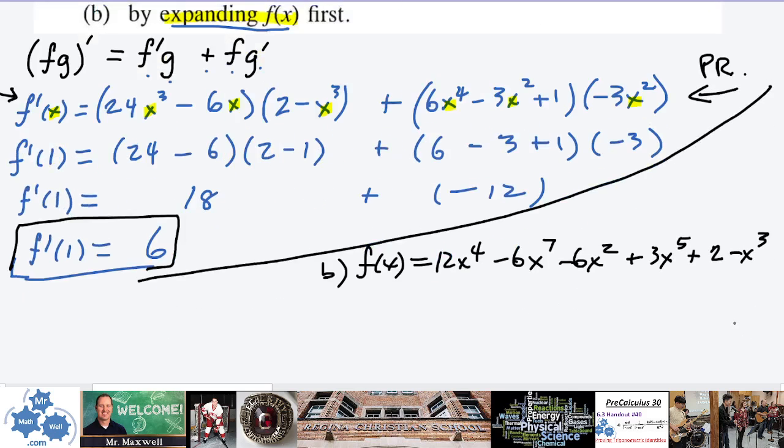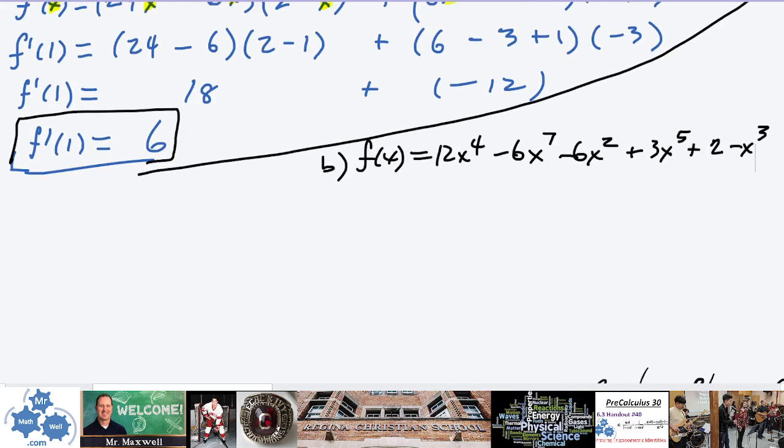Okay. So this is expanding. And from here, what we want to do is, I guess we could gather like terms if we have any. Do we have any like terms? X to the 4th. We have another x to the 4th? Nope. X to the 7th term? Nope. X squared term? Nope. X to the 5th? Nope. And x cubed terms? Nope. There's nothing to simplify here.